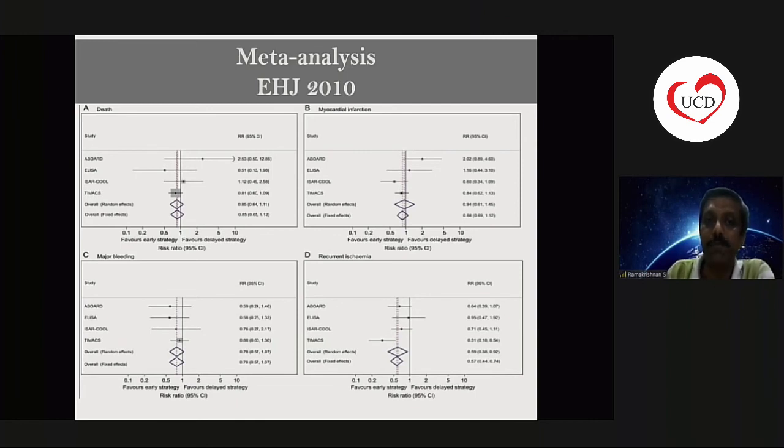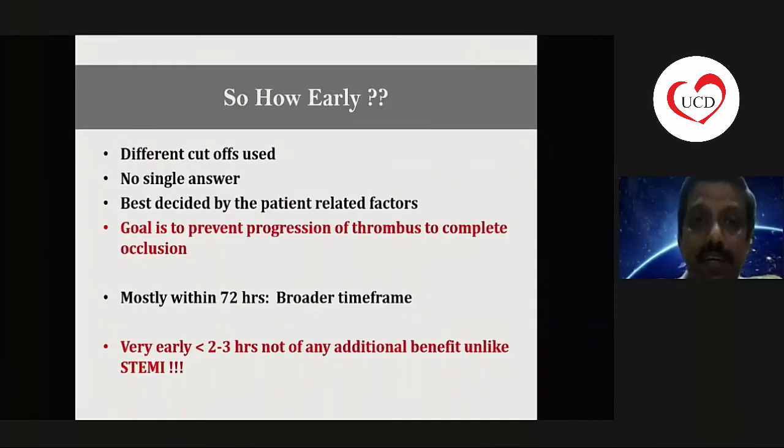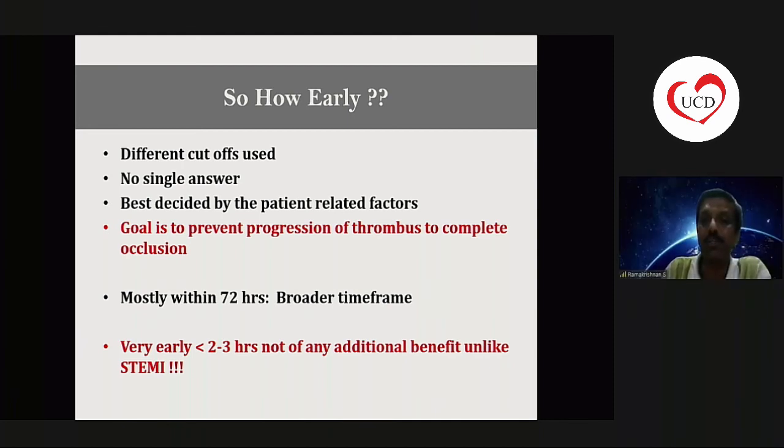But for the rest of the major outcomes like death, MI, and major bleeding, it hardly matters whether you do it within 24 hours or later than 24 hours. So why there is so much confusion is because most of the trials have used different cutoffs. There is no single answer, and it is best decided by patient-related factors. So mostly within 72 hours, a broader time frame is there. But the goal is to prevent progression of thrombosis into complete occlusion and evolution of a STEMI. Very early, in terms of less than 2 to 3 hours, is of no additional benefit, unlike in STEMI.